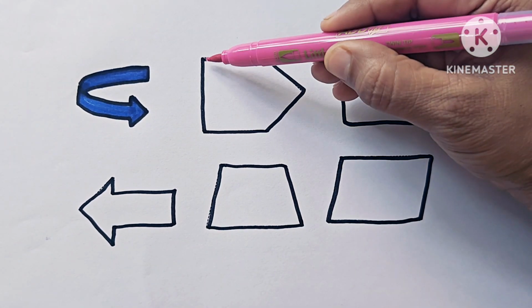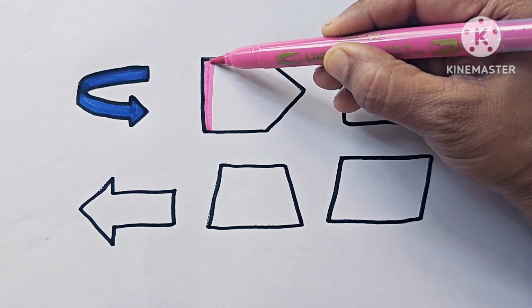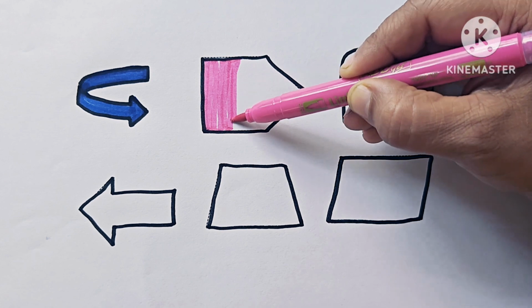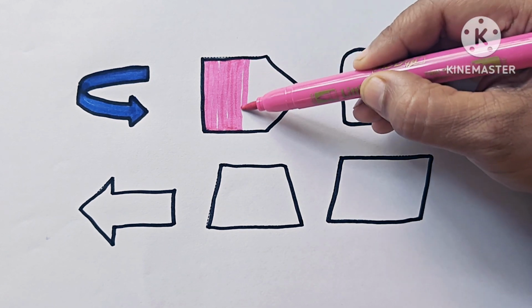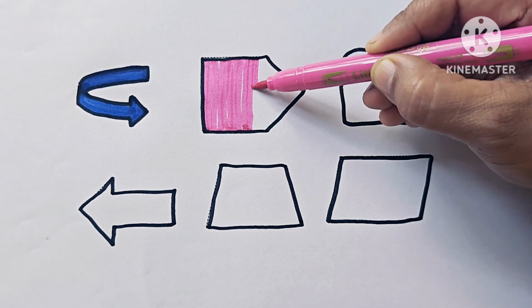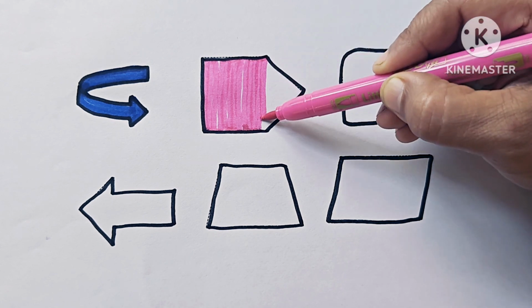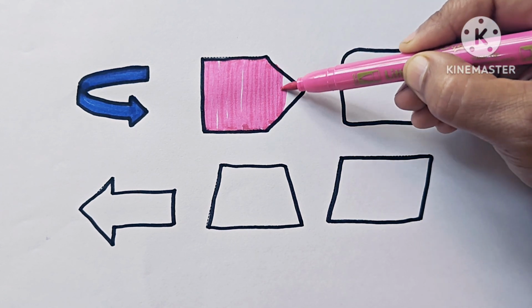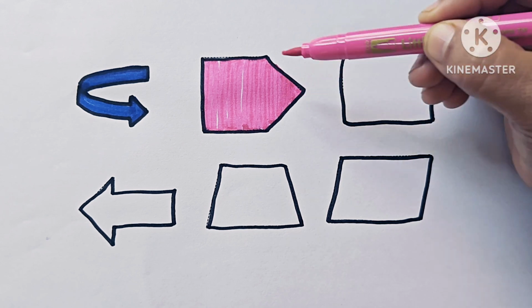Pink color. This is pentagon. It has 5 sides, 5 corners, 5 angles. Penta means 5. Pentagon is a 2D shape. It is a pentagon.